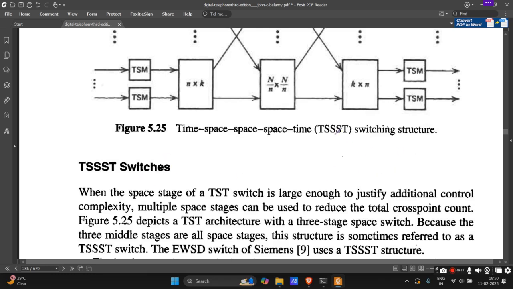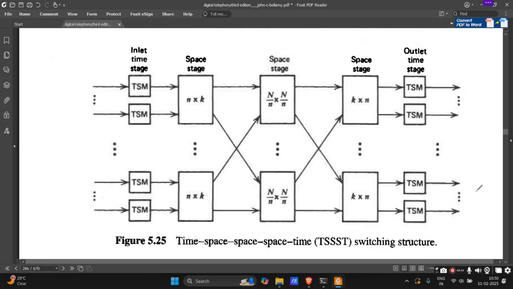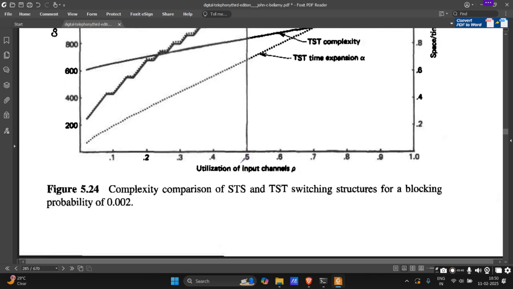Now there is TSSST, but we don't need that. We will end our discussion at STS and TST. That will be good enough for us.